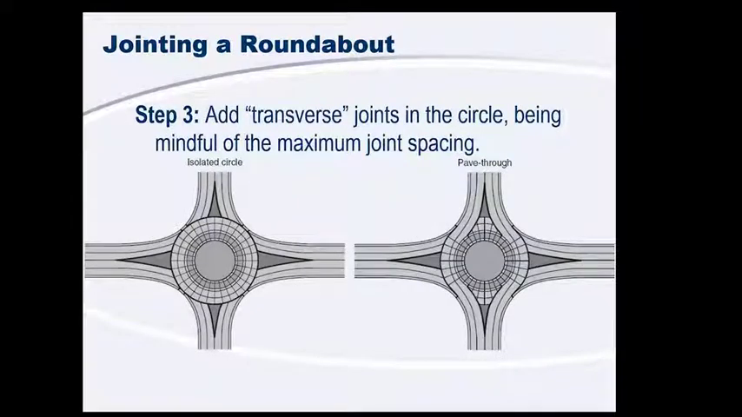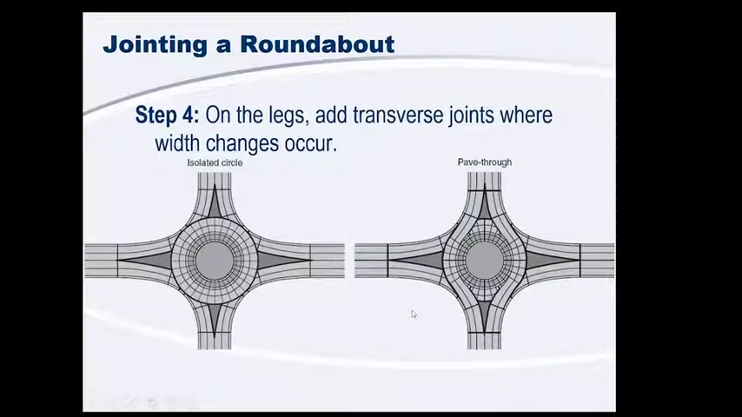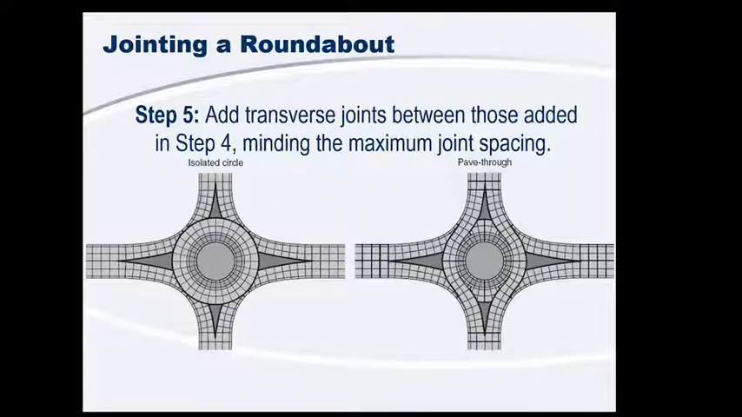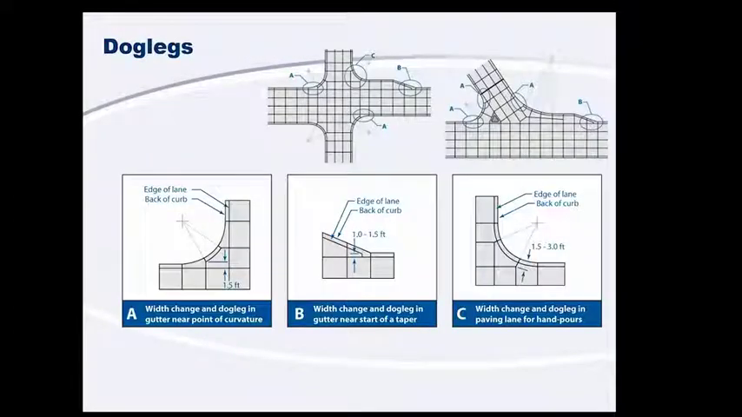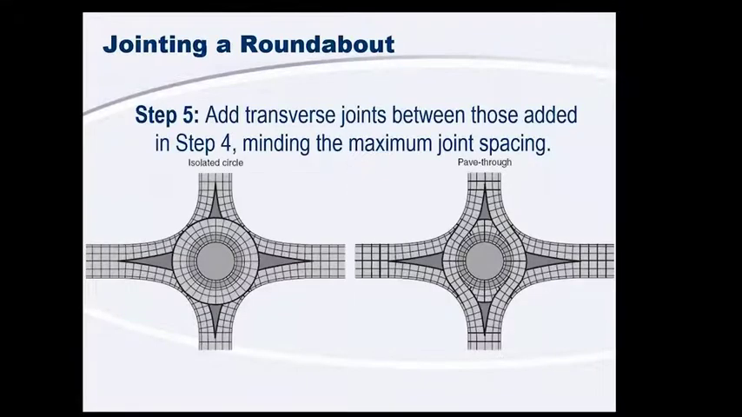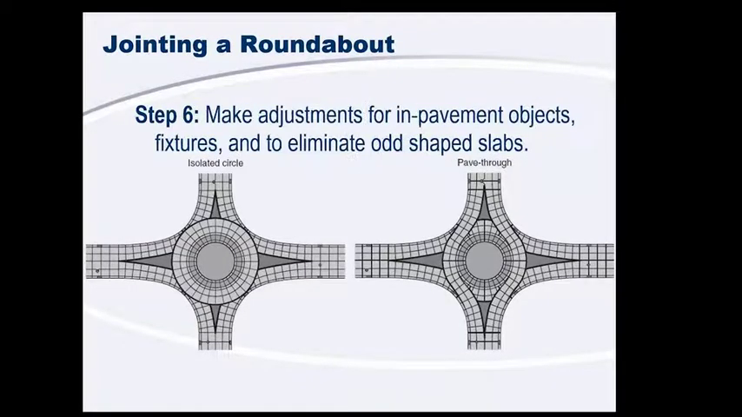So step three, you add your transverse joints within the circle. Keep in mind the maximum joint spacing on the outside edge because that's where it's going to be critical. Step four, we add in transverse joints wherever the width changes. Step five, we fill in the transverse joints between those width changes and extending out of the roundabout. And step five is also where we deal with some of those odd-shaped panels. Again, we're not going to completely eliminate them, but we can reduce them as best we can. And then in step six, we adjust for those in-pavement objects, those fixtures, and we adjust for those odd-shaped panels.